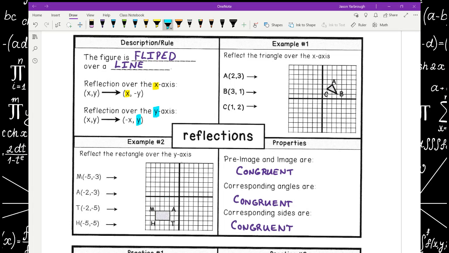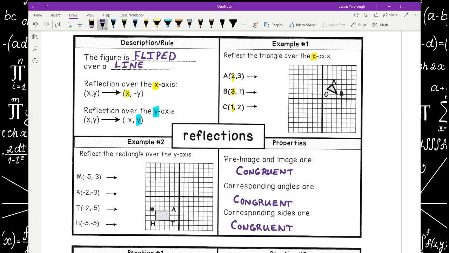So we're going to look at a couple of examples here, and then we're going to do a couple problems from this, then you'll have your assignment. This first example, it says we want to reflect this triangle over the x-axis. So since it's the x-axis, the rule that we have is the x values stay the same.